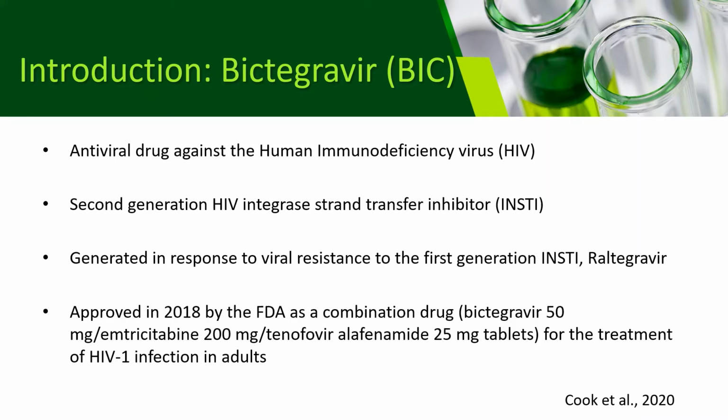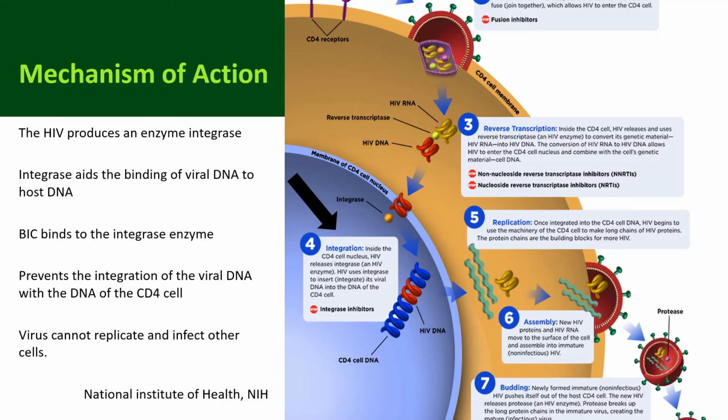So just a brief intro to the drug. It's an antiviral drug that acts against the human immunodeficiency virus. It's a second generation HIV integrase strand transfer inhibitor. We'll learn more about that in the next slide. It was produced in response to viral resistance to the first generation inhibitors, and the drug was approved in 2018 by the FDA in combination with other drugs for the treatment of HIV infection.